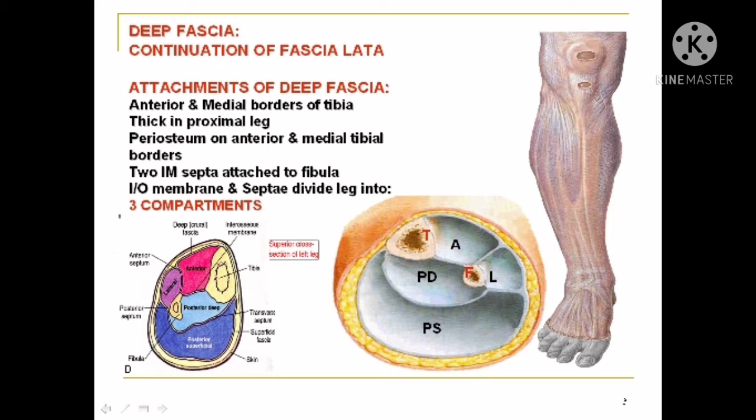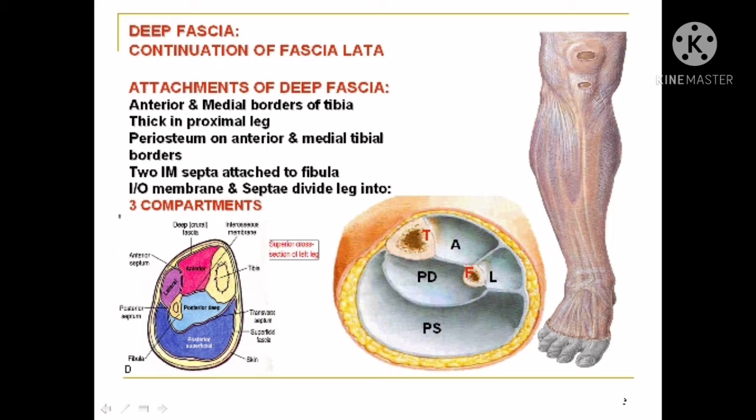A means the anterior compartment, L means the lateral compartment. Both of the compartments collectively are called the anterolateral compartments. Now behind is the posterior compartment. The posterior compartment is divided into superficial posterior and deep posterior. Let us go to the slide.